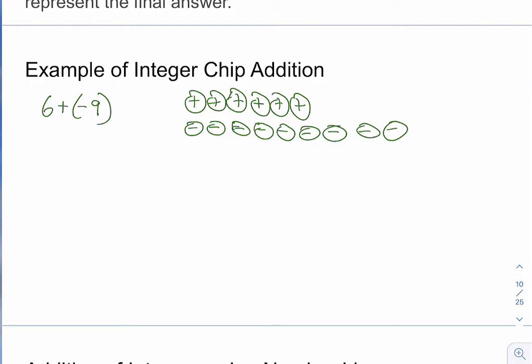Next step is to cross out any zero pairs that are created. One zero pair, there's another one, and so on, until six zero pairs have been crossed out.